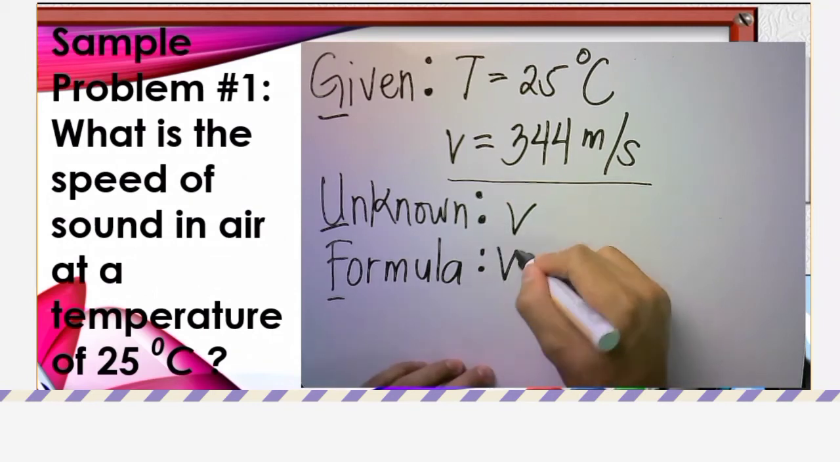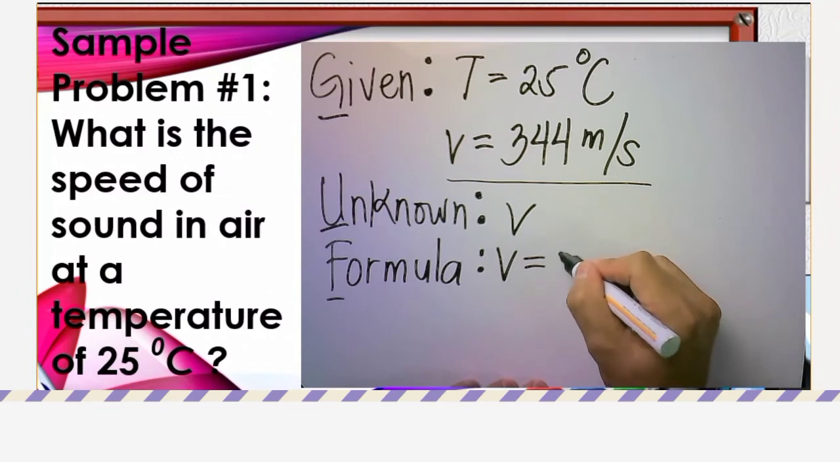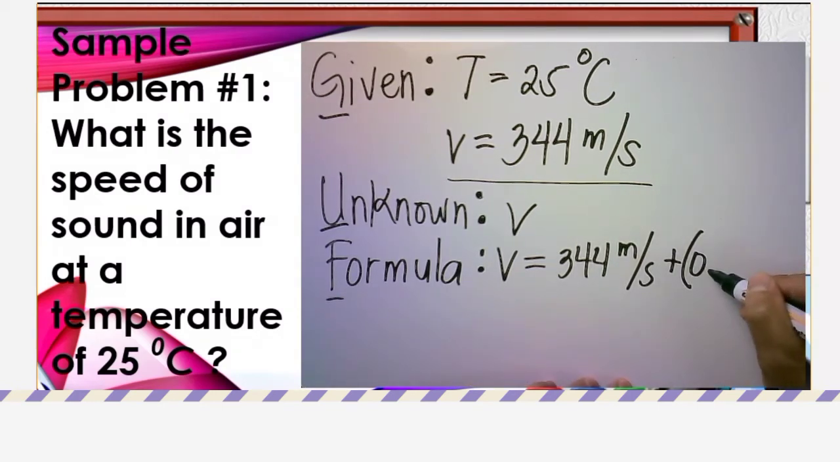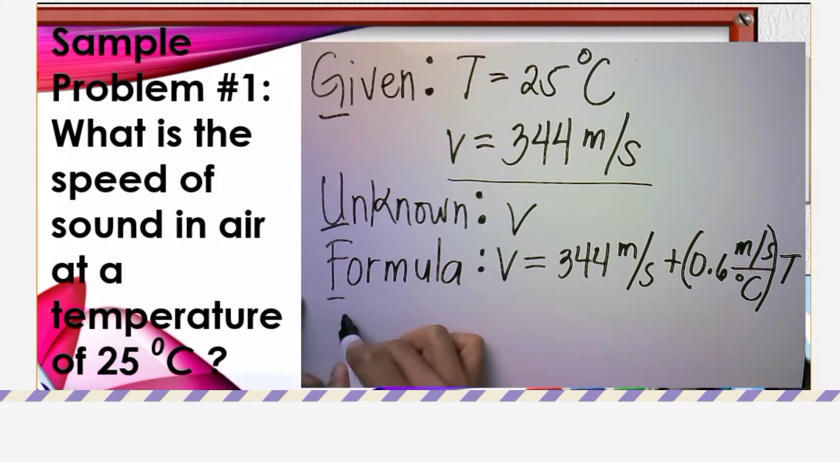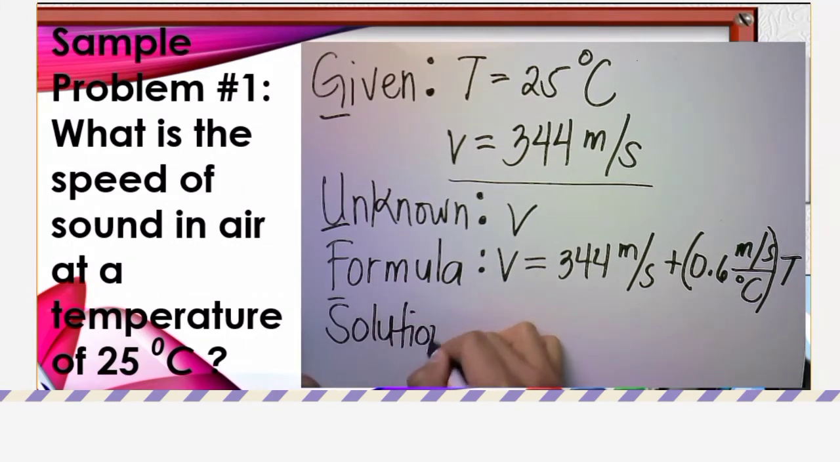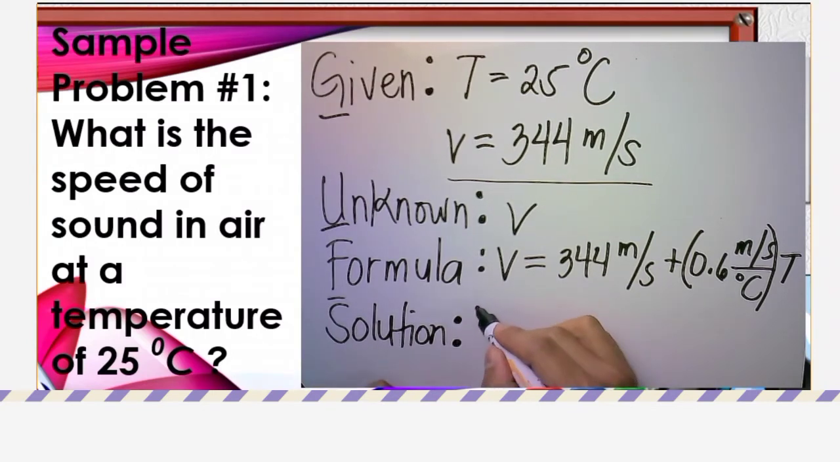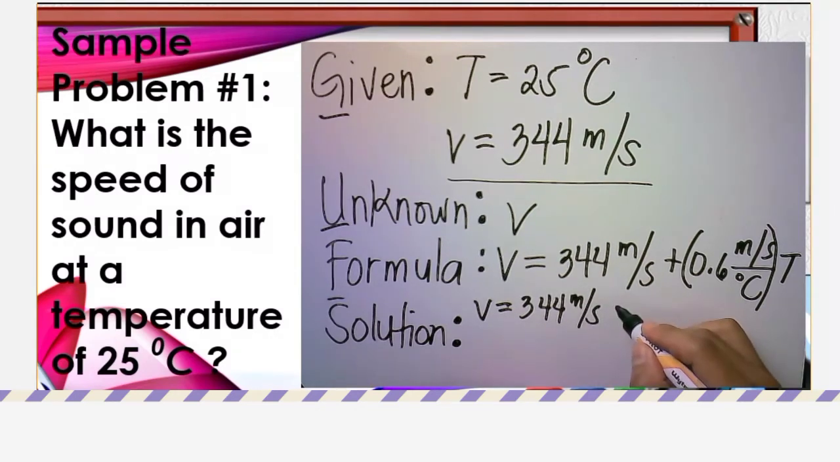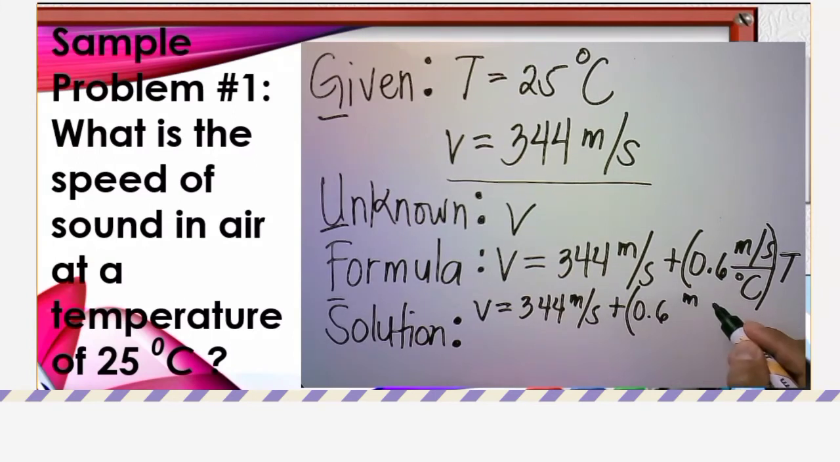Our formula is speed of sound is equal to 344 meters per second added to 0.6 meter per second over degree Celsius multiplied by temperature. So that is our formula. Now, let us move on now to solution. For solution, you need to get the formula, which is v, speed is equal to 344 meters per second added to 0.6 meters per second over degree Celsius multiplied by what should be the value of our temperature in the problem.